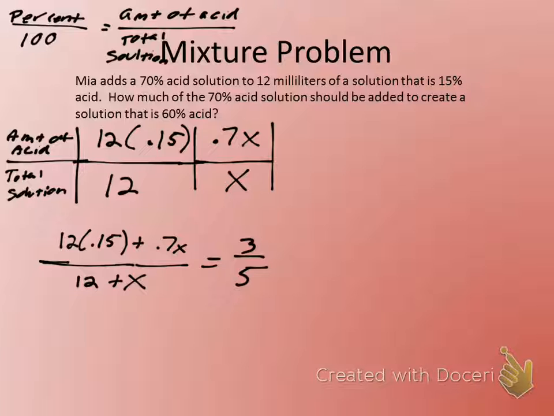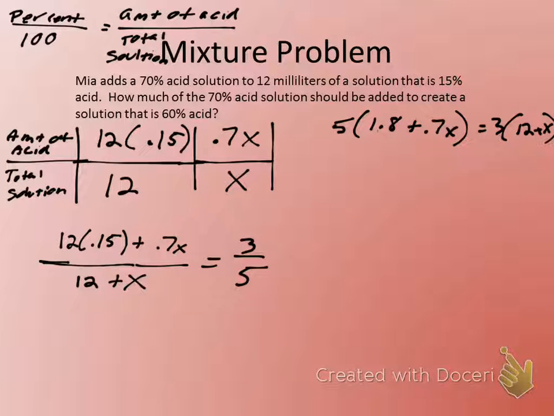And then from there you cross multiply them. So whenever you cross multiply that, make sure you do your distribute work. I also clean this top part up, so 12 times 0.15 will give me a 1.8 when I get there. So cross multiplying, so 5 times a 1.8 plus a 0.7x equals 3 times 12 plus x there.